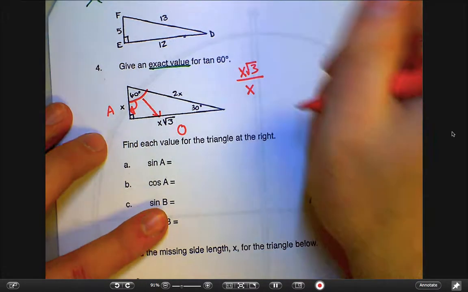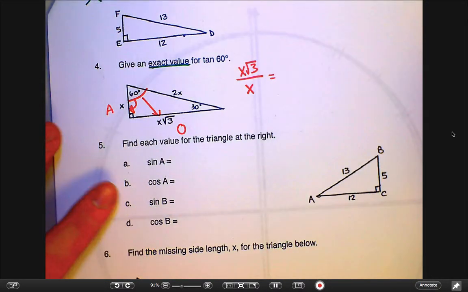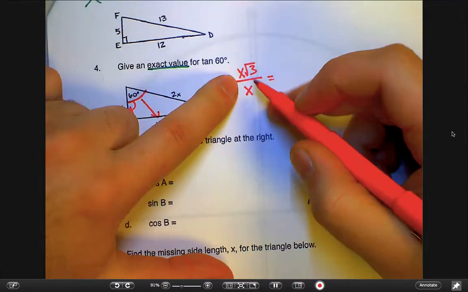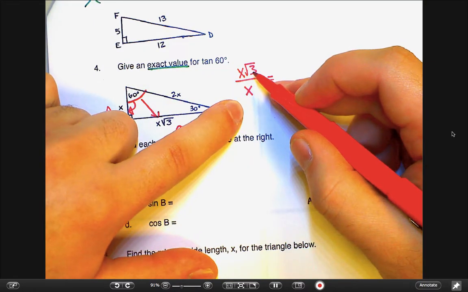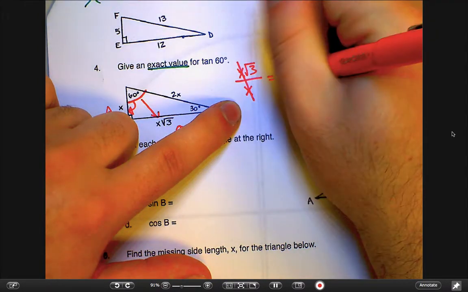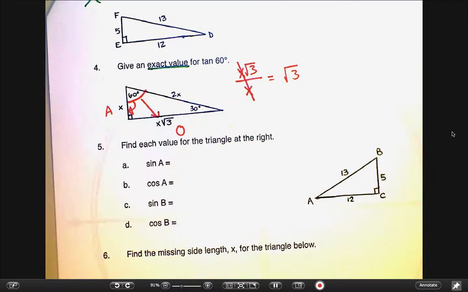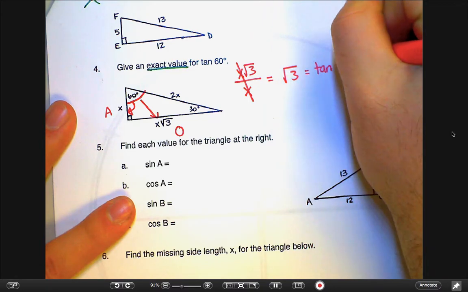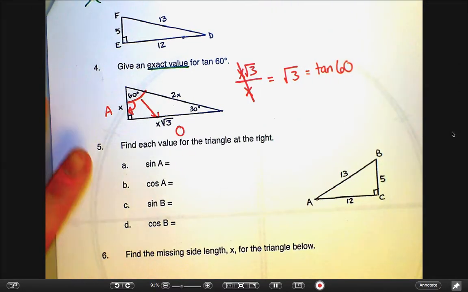Okay, now that's a relatively nasty fraction to work with. We don't like variables on top and bottom, so we're going to see if something cancels. Well, if I'm multiplying on the top and dividing by an x, these things actually cancel right away for me. The x's cancel out. So all I'm left with is the square root of 3. So what that tells me is that our exact value of tangent of 60 is the square root of 3.